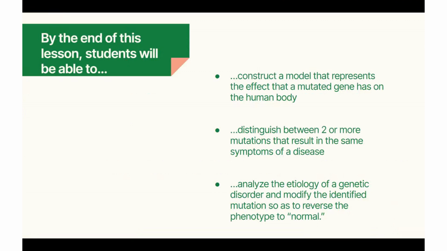By the end of this lesson, students will be able to construct a model that represents the effect that a mutated gene has on the human body, distinguish between two or more mutations that result in the same symptoms of a disease, and analyze the etiology of a genetic disorder and modify the identified mutation so as to reverse the phenotype to normal.